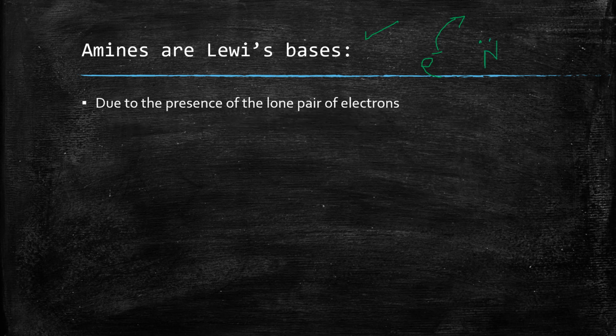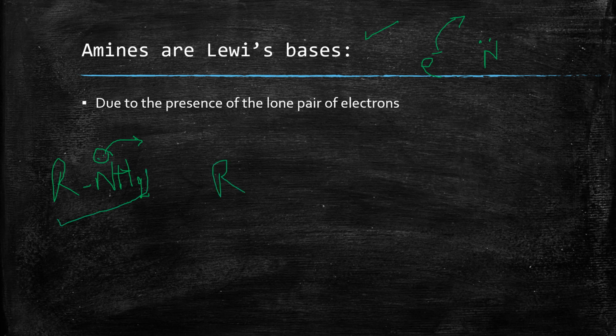For example, if I take RNH2, here you can see it's a primary amine, and this lone pair of electrons is available for donating, right? So this nitrogen can donate this lone pair of electrons and thus act as a Lewis base.